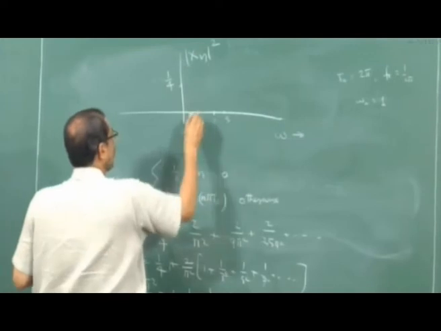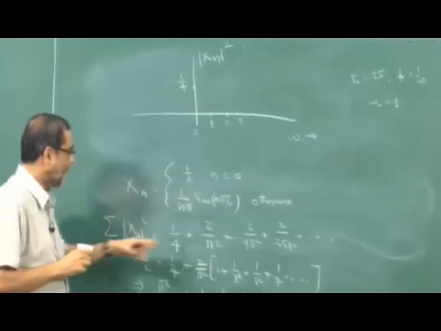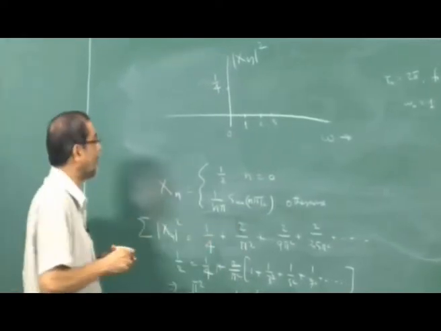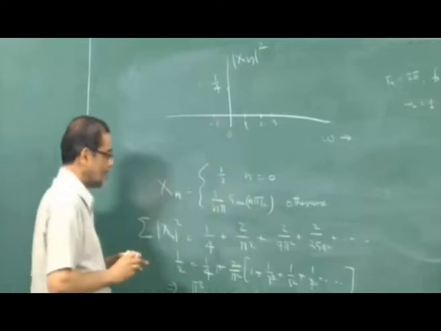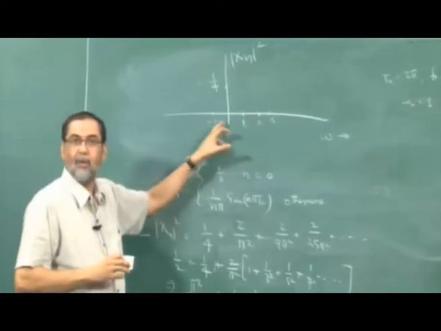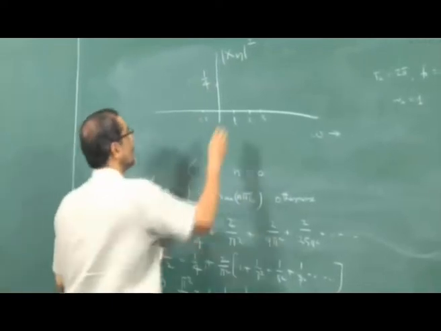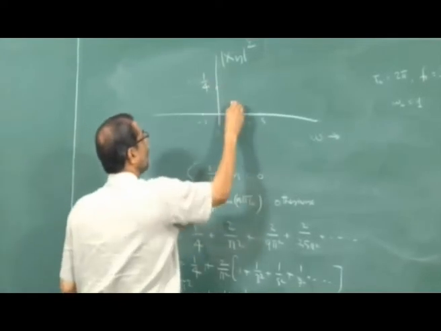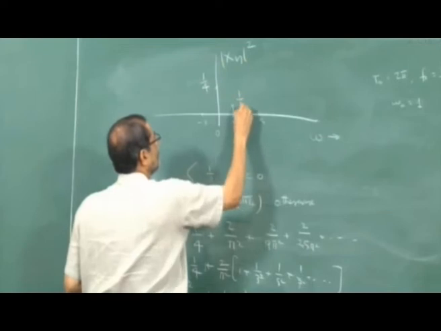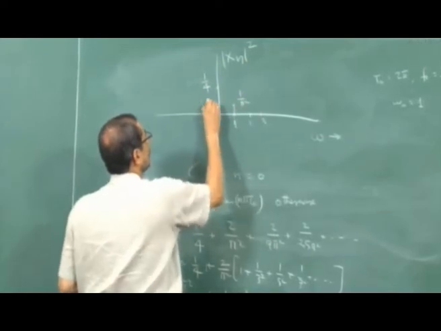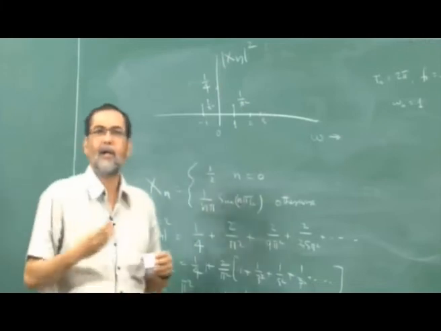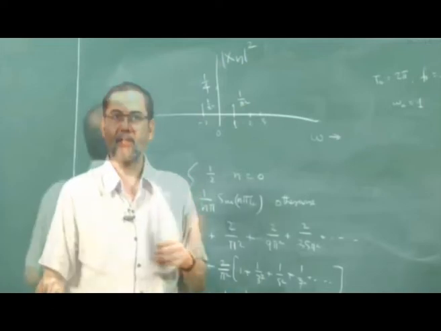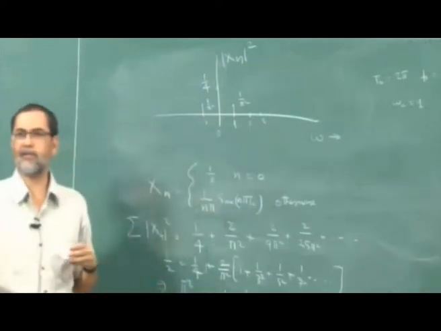Then n equal to 1 is 1 by pi square, right? I have combined the two terms here, n equal to 1 and n equal to minus 1. So it's 1 by pi square at plus 1, and 1 by pi square at minus 1. Pi square is nearly 10, so 1 by pi square is 0.1. So this is 0.25, this is 0.1, 1 by pi square, 1 by pi square. So I have indicated the power present in each of the component frequencies. In between it has no values, the power at other frequencies is 0.